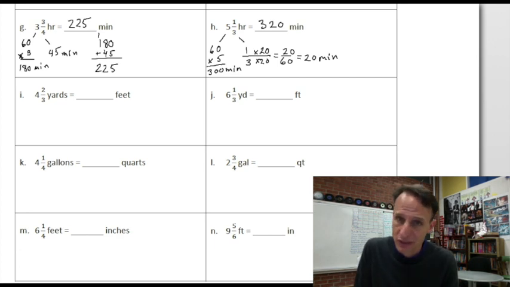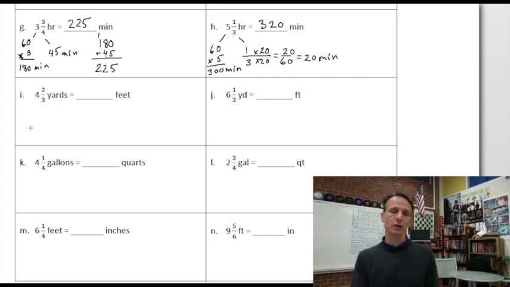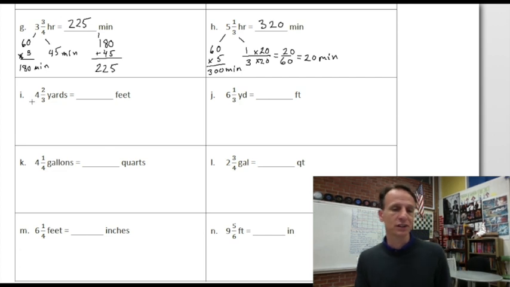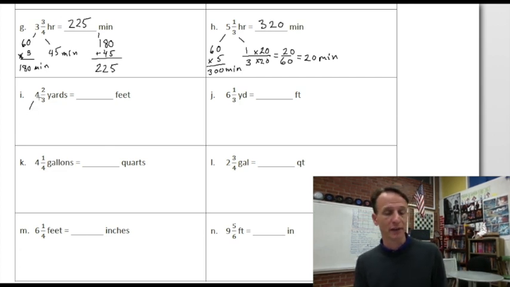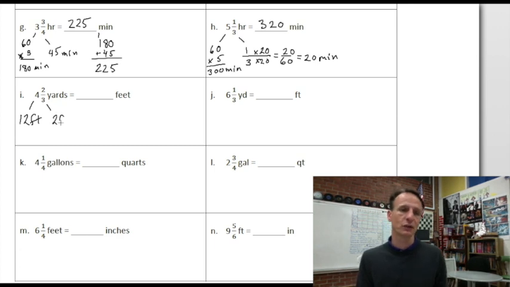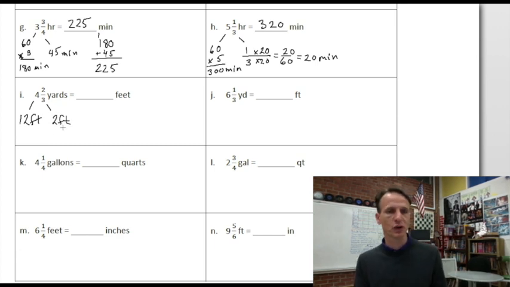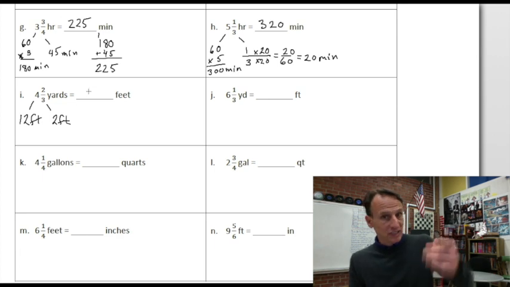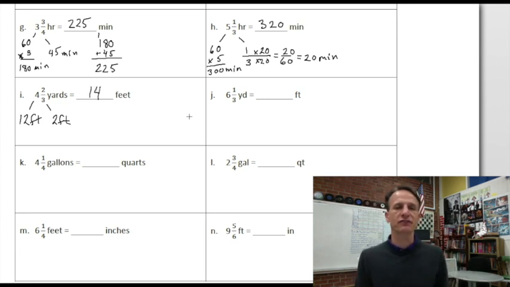So our conversion factor is 3, because there are 3 feet in a yard. Here we don't even have to write out the math. 4 yards times 3 feet per yard, 4 times 3 is 12. So that's 12 feet. And now 2/3 of a yard is actually easier than it seems, because there's 3 feet in a yard. So 2 out of the 3 feet is 2 feet. That's pretty straightforward. 12 feet plus 2 feet, 14 feet. It feels good.